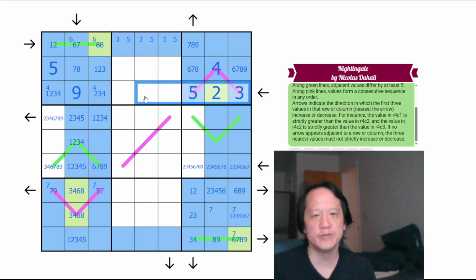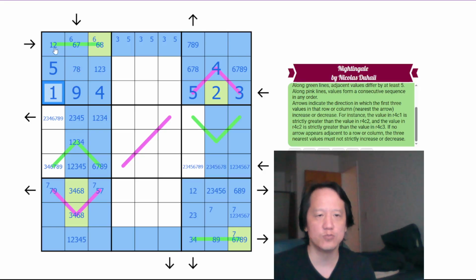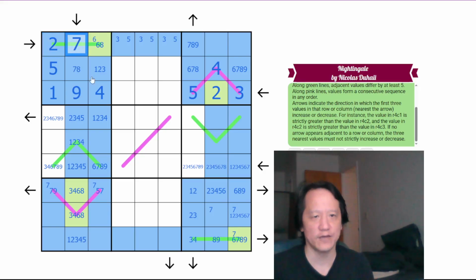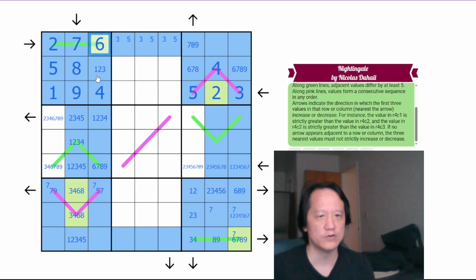So 2 and 3 eliminate 2 and 3 in the rest of the row. So no 2, 3 here. It's 4. This can't be 2, 3, or 4. It's 1. 1 eliminates 1 here. So it's 2, which has to be 5 away from 7. That makes this 8. And that forces this to be 6 doubled here. 7 is 5 away from 6 doubled, which is 12. That leaves this as a 3. So 8 eliminates 8 in the rest of the row. No more. This 8 eliminates 8 in the rest of the column.